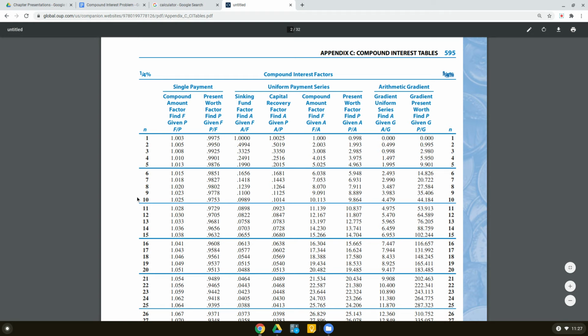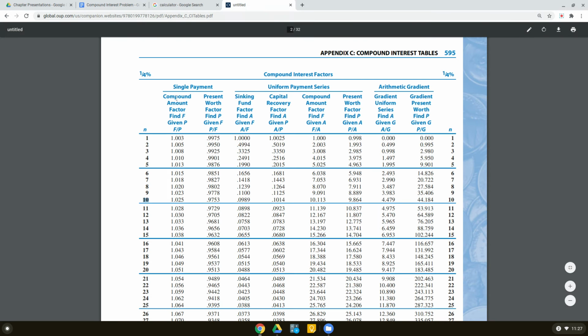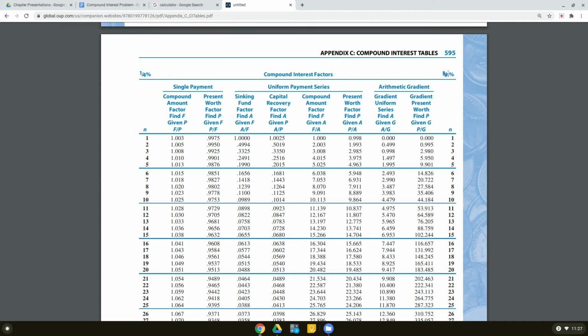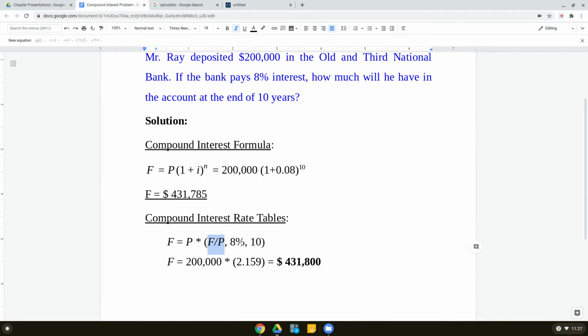In our case, 10 years, right? 10 years. And we want to find out f given p. So that would be the first column. 10 years, f given p would be this value. This is the value of the factor. So should I use this value? No, that would be a big mistake, because this is 1/4% interest rate. This value is for 1/4% interest rate, and in our case the interest rate is 8%.